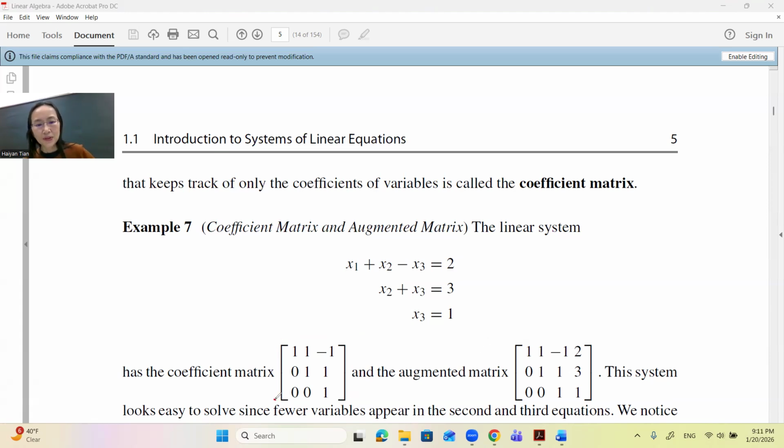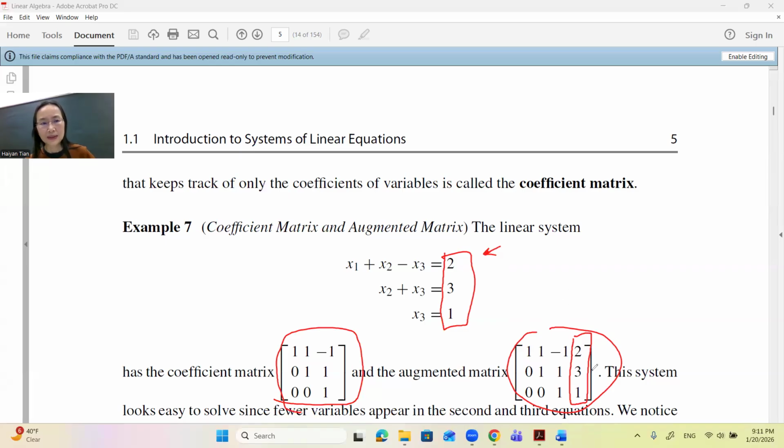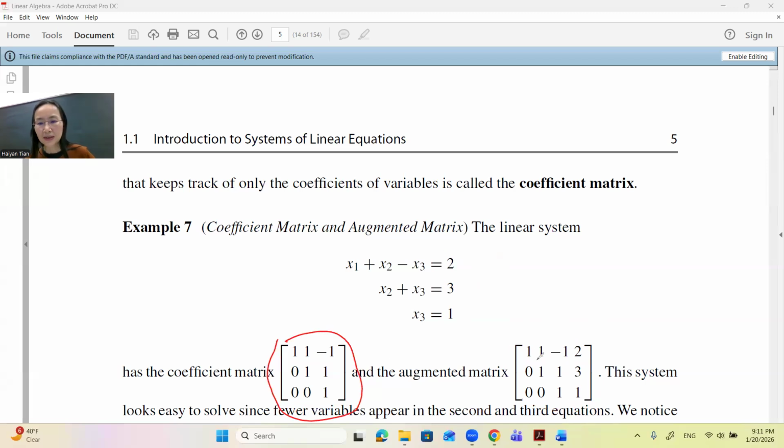But this is just to know: this is the coefficient matrix and this is the augmented matrix, because 2, 3, 1 is also listed in the matrix. So that is the right-hand side of the system, 2, 3, 1. That is the last column of the matrix. So we see this example, coefficient matrix, augmented matrix.